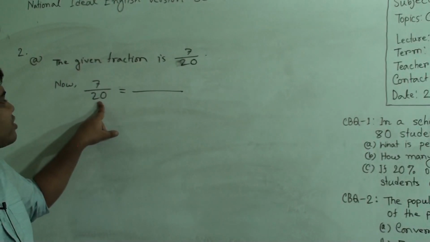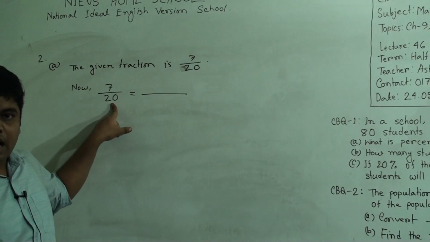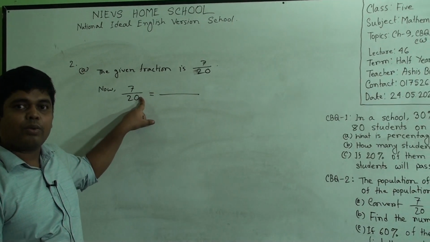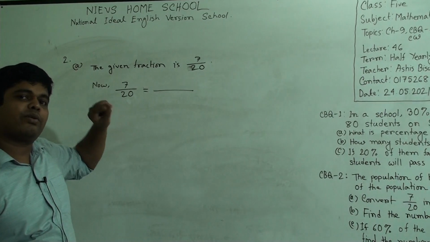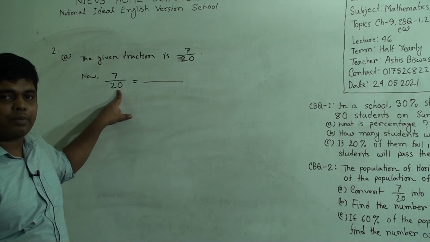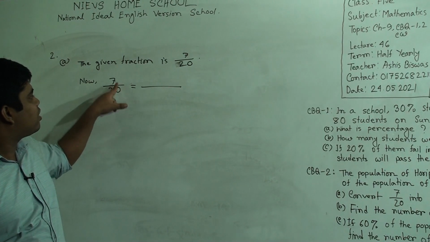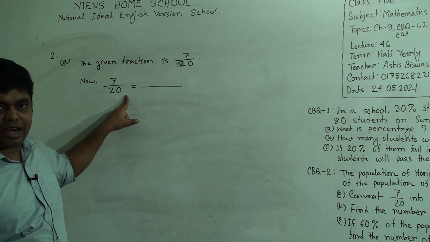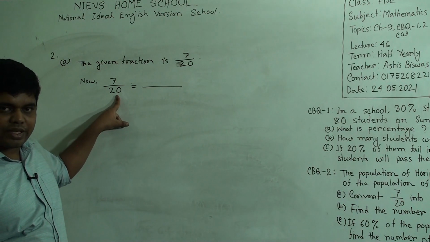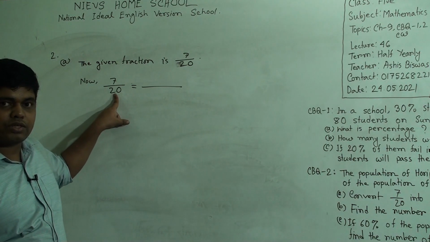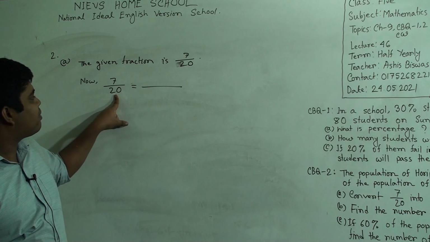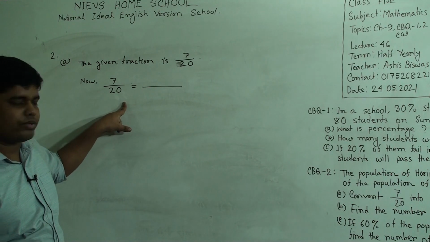but here it is 20. So how can we get 100? Which number is multiplied with 20 to get 100? We divide 100 by 20 and we get that number. If we divide 100 by 20, then we get 5. So 5 is multiplied with both numerator and denominator. I repeat, we divide 100 by the denominator of the fraction. Here the denominator is 20. So if we divide 100 by 20, we get 5. That 5 is multiplied with the numerator and denominator also.